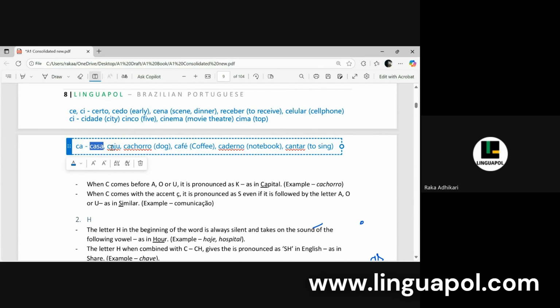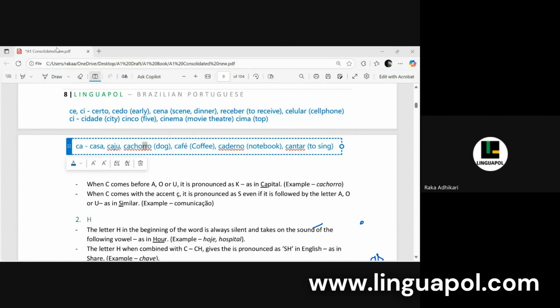So casa is house, caju is what we call cashew in Hindi. Cachorro. Double R gives the sound of H. Or in European Portuguese, sometimes we can also call it cachorro, with a tongue roll. So in Brazilian, we'll call it cachorro. In European, we'll call it cachorro, dog. Then we have café, coffee, caderno, notebook, and cantar. Cantar is a verb, to sing.